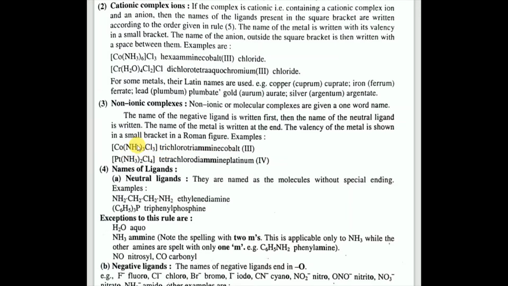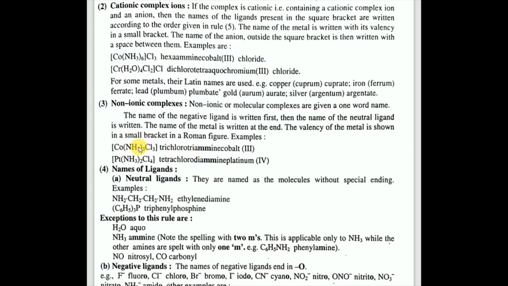See here, this is a non-anionic complex, means neutral. In this complex there is no charge. So when we write the IUPAC name of this complex, first we write the name of negative ligands. In this particular example, the negative ligand is chlorine. There are 3 molecules, therefore trichloro. Then the neutral ligand is ammonia. Ammonia again 3 molecules. Its name is triammine.